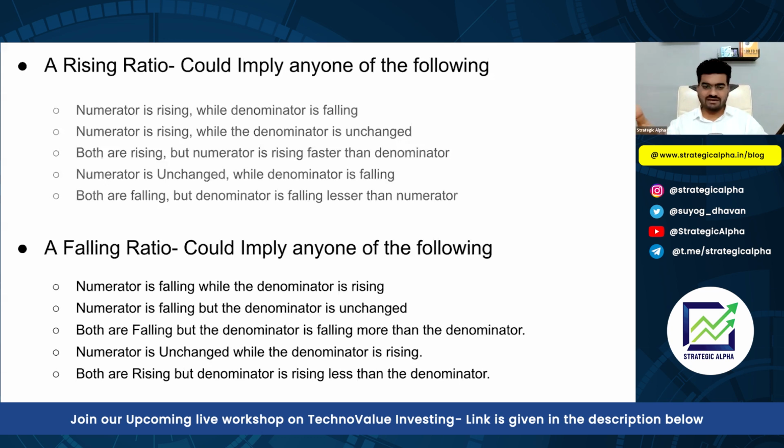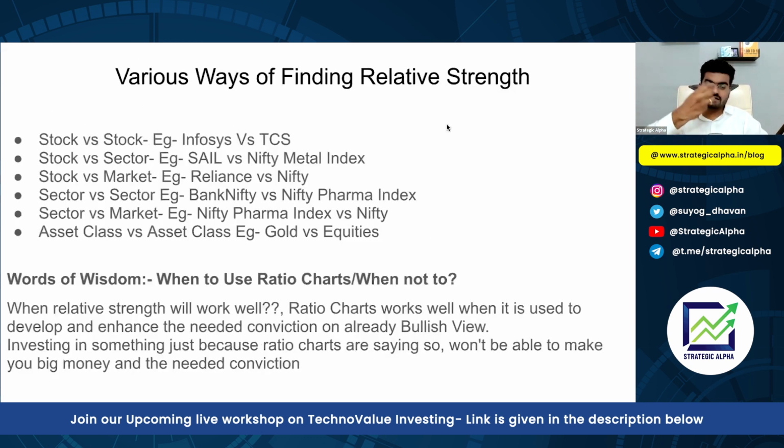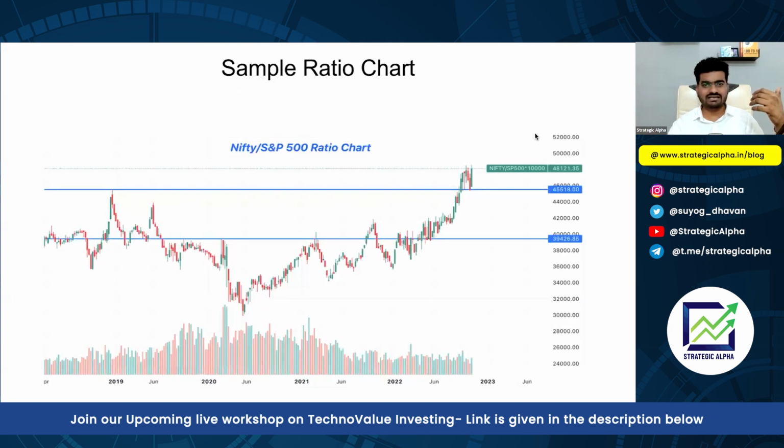A falling ratio can mean vice versa, like the numerator is falling but the denominator is rising. So vice versa happens in a falling ratio. So if you are able to find that upcoming uptrend in the ratio, you will be able to spot that outperforming stock or outperforming index. So words of wisdom, I have told in that session when to use ratio charts and when not to. That is also important to understand. If you are a part of my community, you can go through that session. It is available on school.